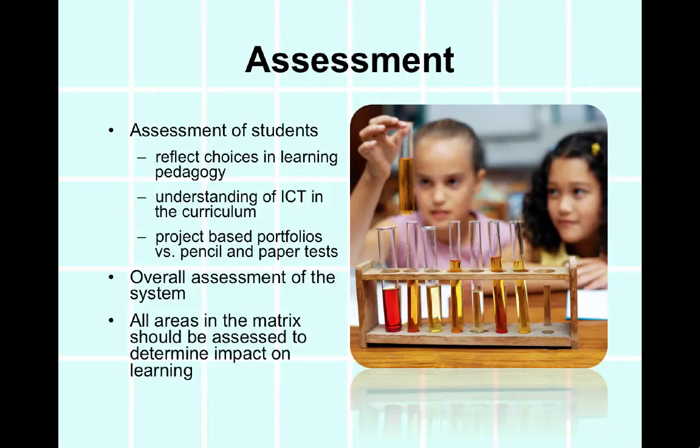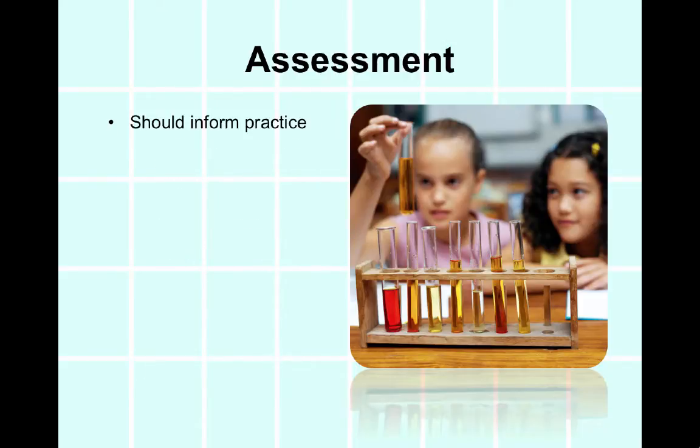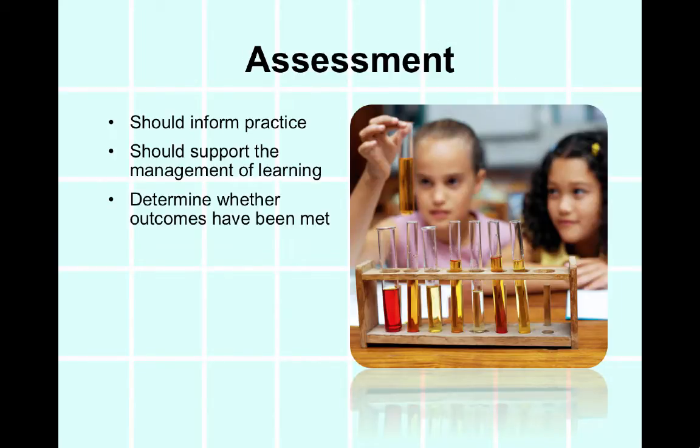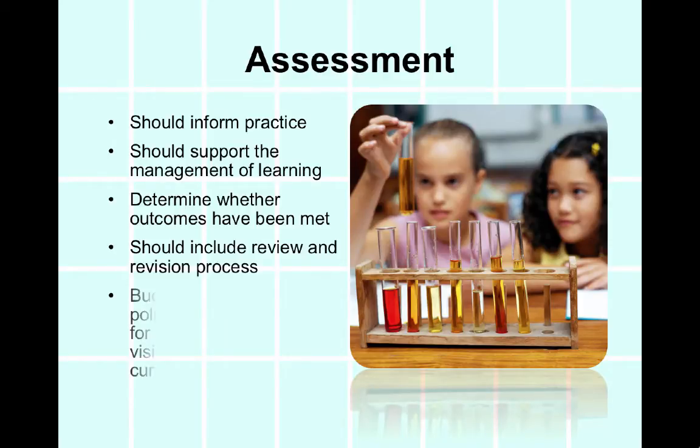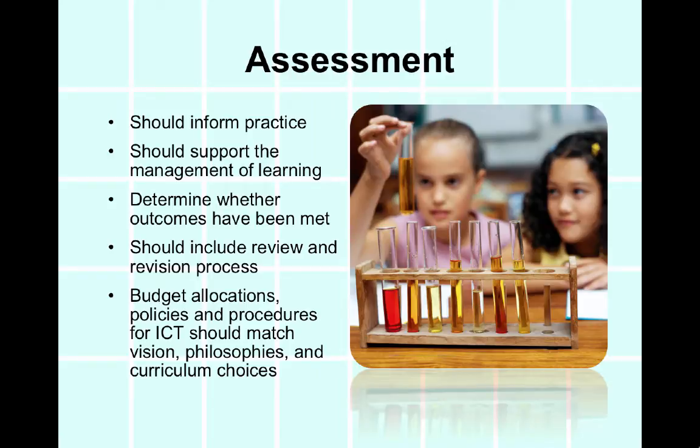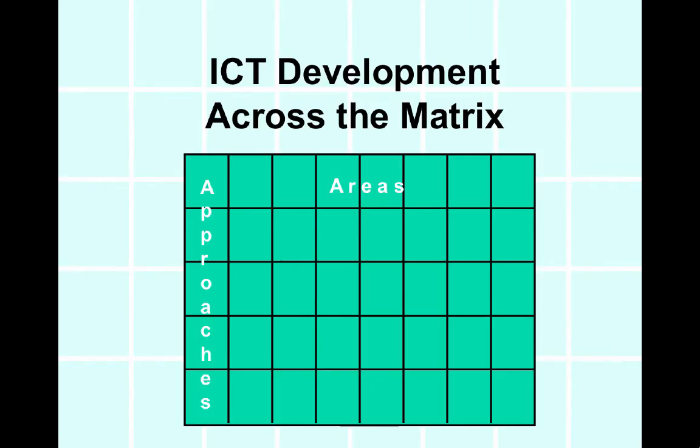All areas in the matrix should be assessed to determine the impact on learning. It should help inform practice. It should support the management of learning. It should help determine whether outcomes have been met. It should include a review and revision process. It should also look at budget allocations, policies, and procedures for ICT and how they match with vision, philosophies, and curriculum choices. Now we're going to take a look at combinations of areas and approaches across the matrix.